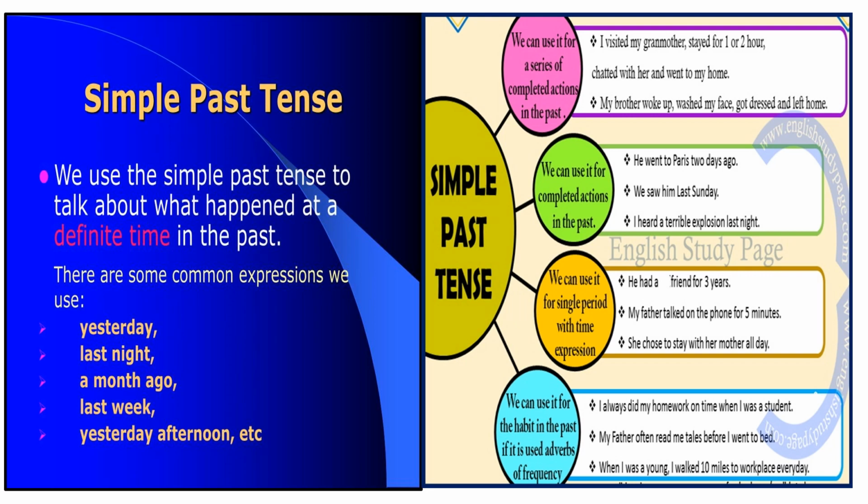He had a friend for 3 years. How long he had? For 3 years only. My father talked on the phone for 5 minutes. So how long your father talked? 5 minutes. She chose to stay with her mother all day. So she wanted to stay with the mother the whole day.